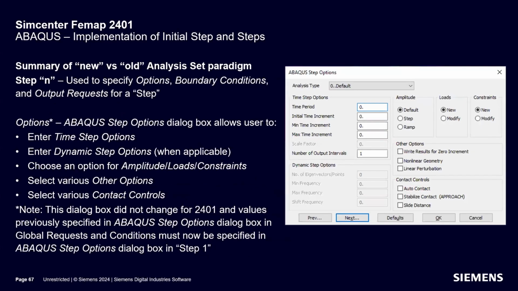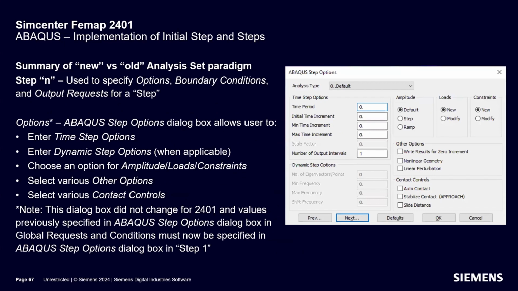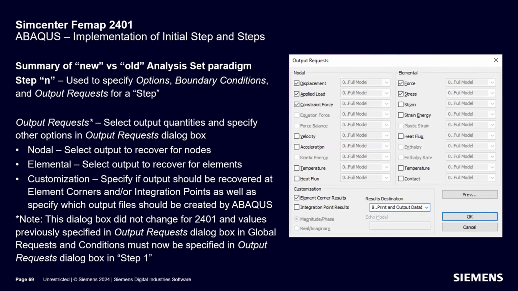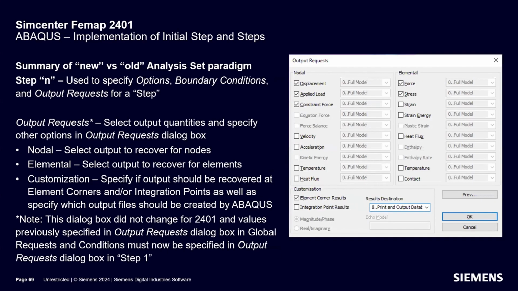You can also do, as for the analysis step and Abaqus step options and output requests, these dialog boxes are the same that they've always been, so nothing has changed. If you're familiar with those, the only other real thing that we did here is that by adding steps and using this new dialog box, you can now change which contact sets are used for which step in your analysis, which you could not do through the FEMap user interface before. So that was kind of the big thing there.